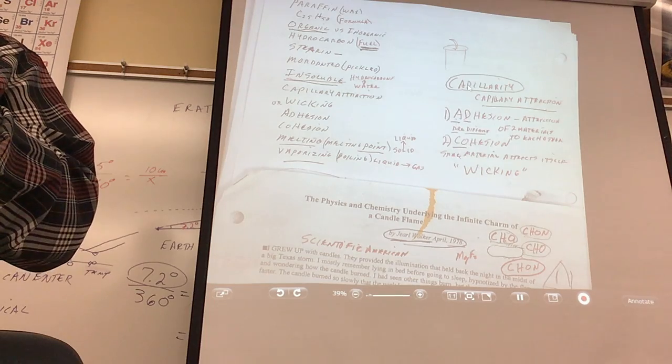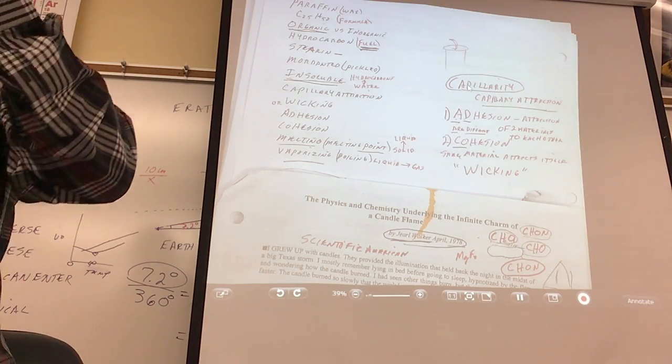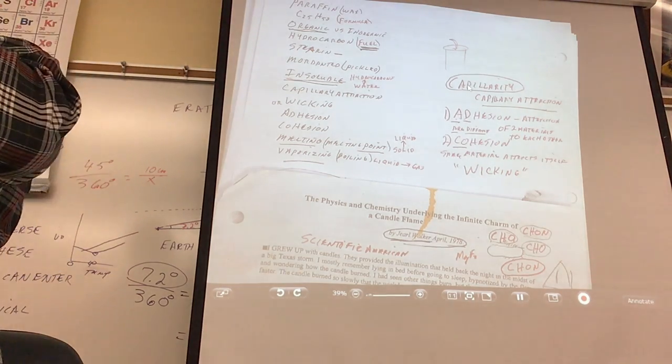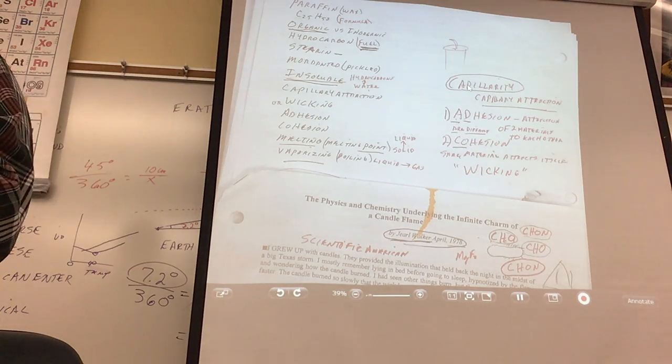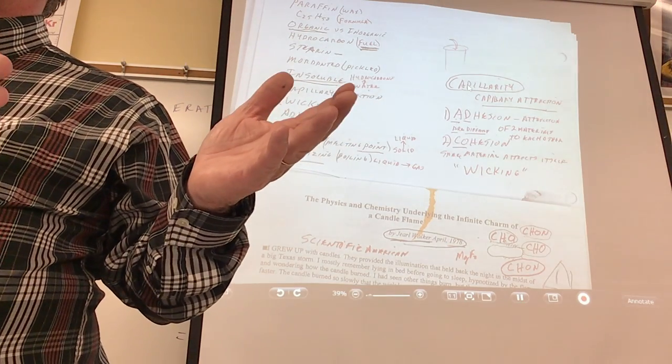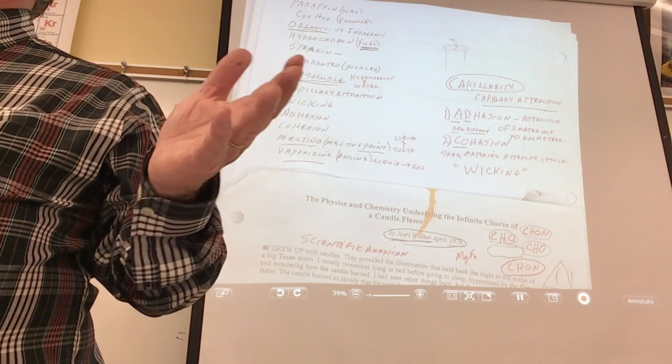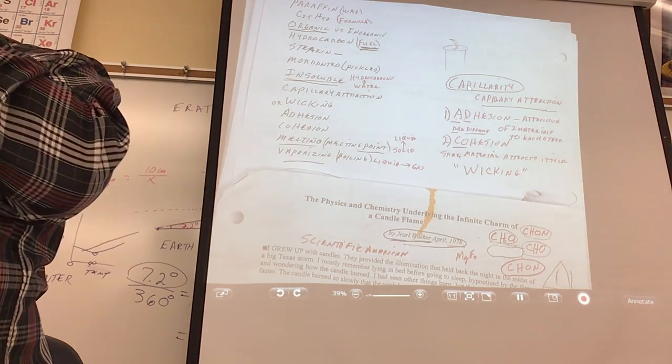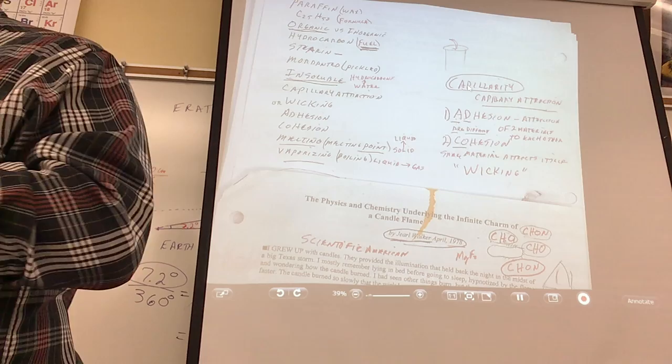Is that correct? Now, if stearin raises the melting point, that means it's got to get hotter and hotter before it'll start to melt, and that makes the candle last longer, didn't it? Didn't they say that some church candles were absolutely 100% stearin? They last a really long time.